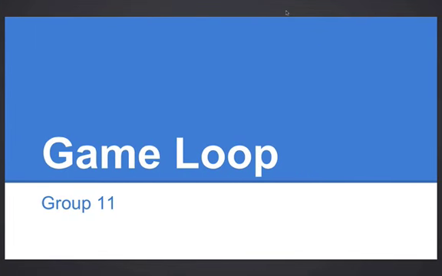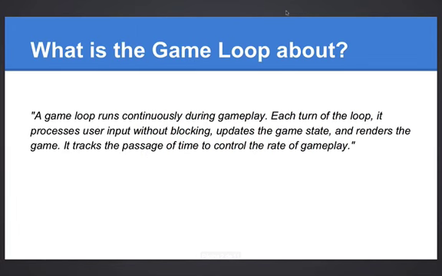Hello. In this tutorial, we're going to talk about game loops, what they are, and why you should use them. A game loop runs continuously during gameplay. Each turn of the loop processes user input without blocking, updates the game state, and renders the game. It tracks the passage of time to control the rate of gameplay.